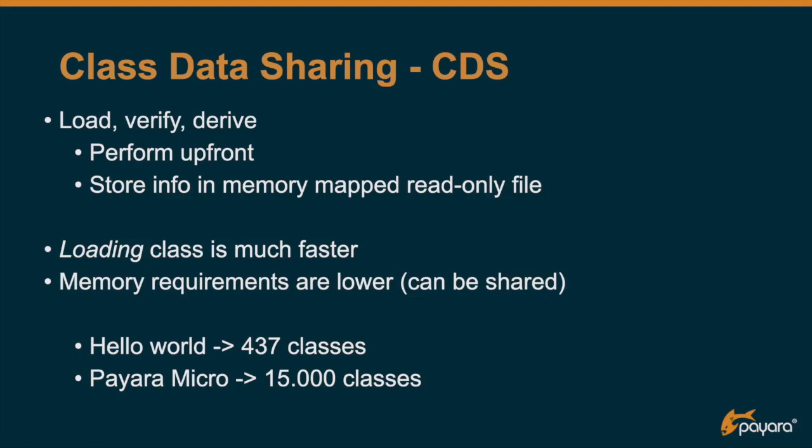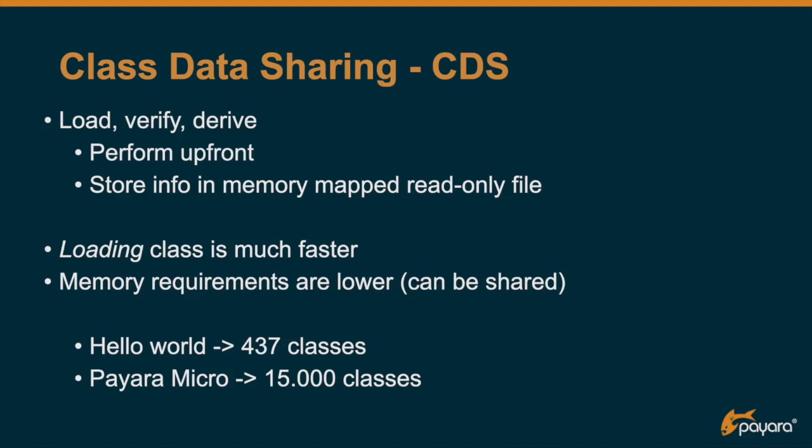So the class data sharing, CDS in short, does the load, verify, and derive steps that we discussed earlier. We perform that up front so that the JVM can use that information from a memory mapped file immediately, and then the data is accessible much faster, and the class loading is faster.